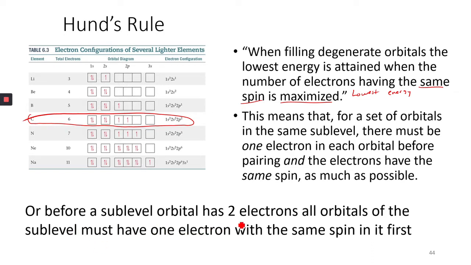So before a sublevel can have two electrons in an orbital, you have to make sure each orbital in that sublevel has one electron. So let's just take the p. It has three orbitals. You can't have two electrons in an orbital unless there's one in each of these first. That is Hund's rule. Why is he doing this? You want to maximize same spin.